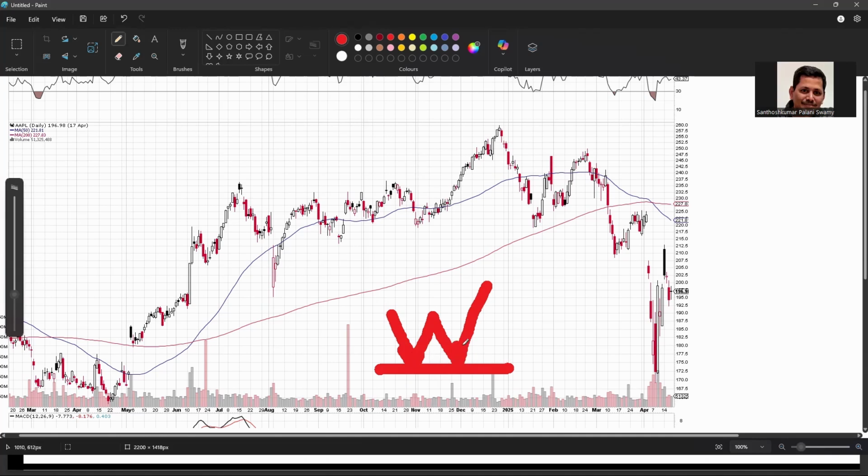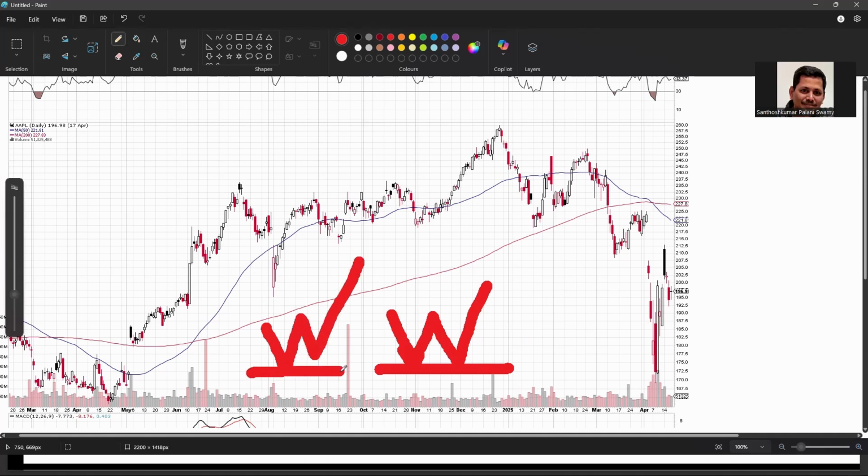And there are two other variations of this: one is called a pullback, another is the bear trap. What is a pullback? It's when there is higher buying pressure, the previous low won't be touched, and then the price will go like this.